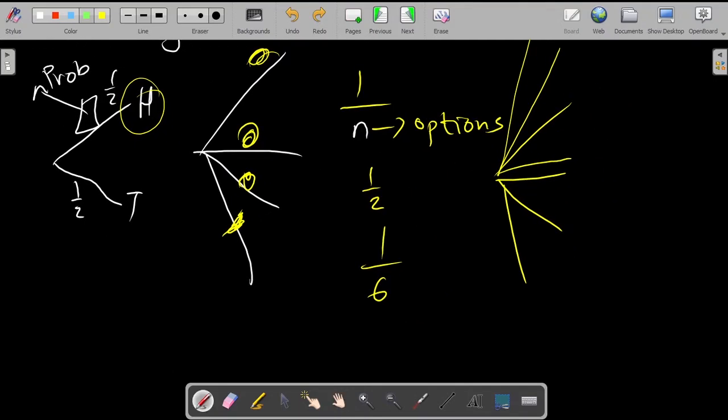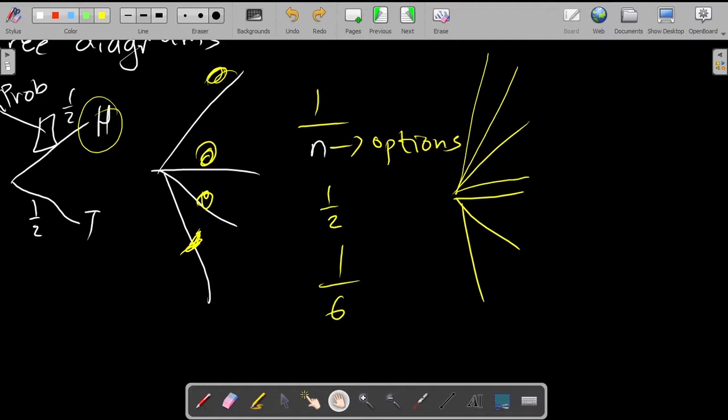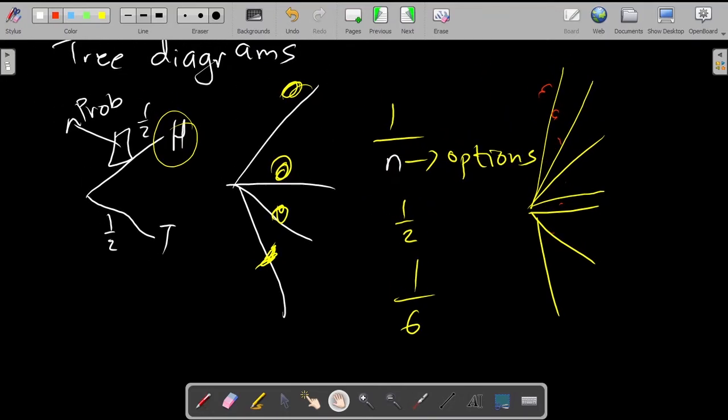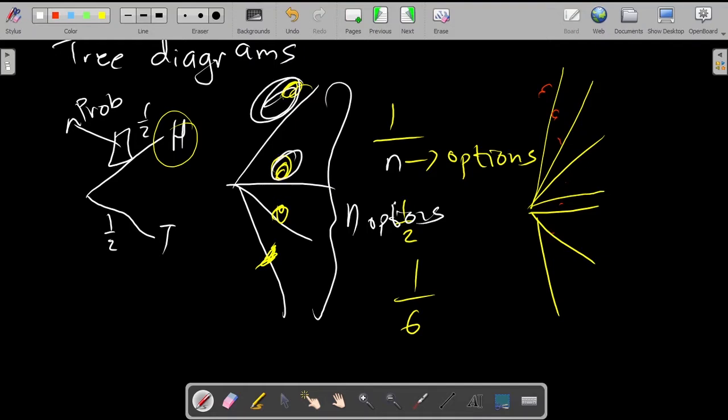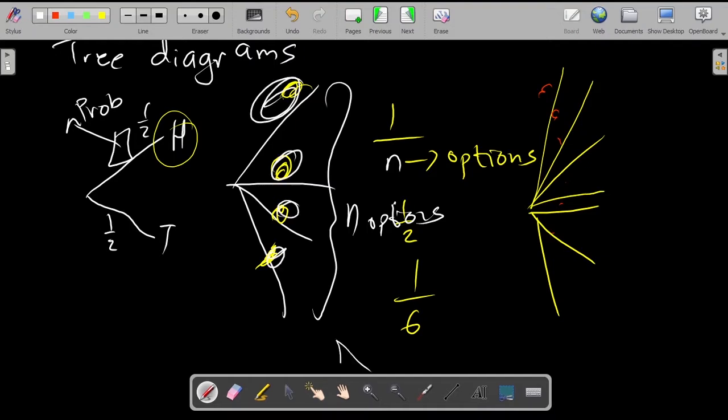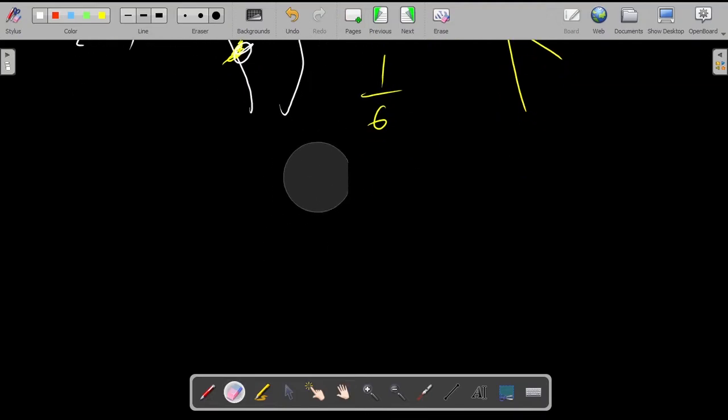If each branch has an equal chance, then this is how you basically do it, 1 divided by the number of options. But you might find that you have a case where you just use whatever probability you're given. So the general structure of the tree is you have n, where n can be anything, options, and on the branch you have the probabilities, and you basically expect to have consecutive events.